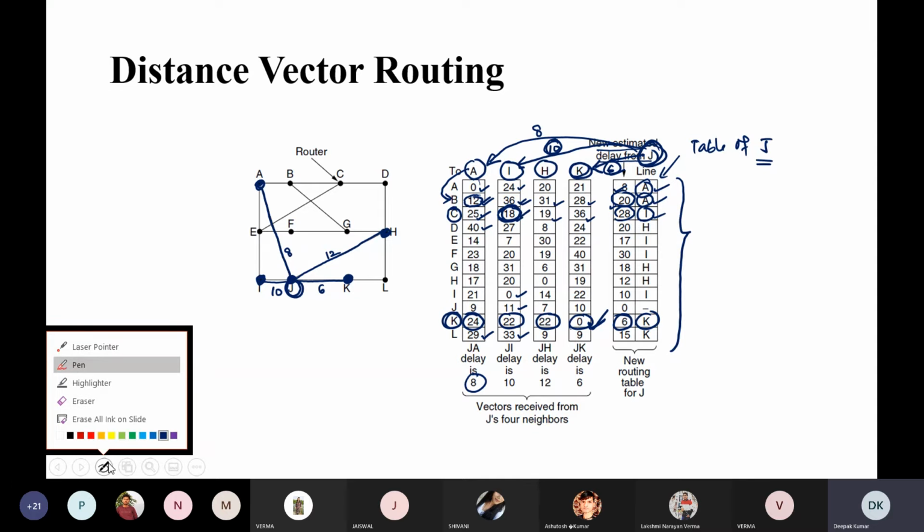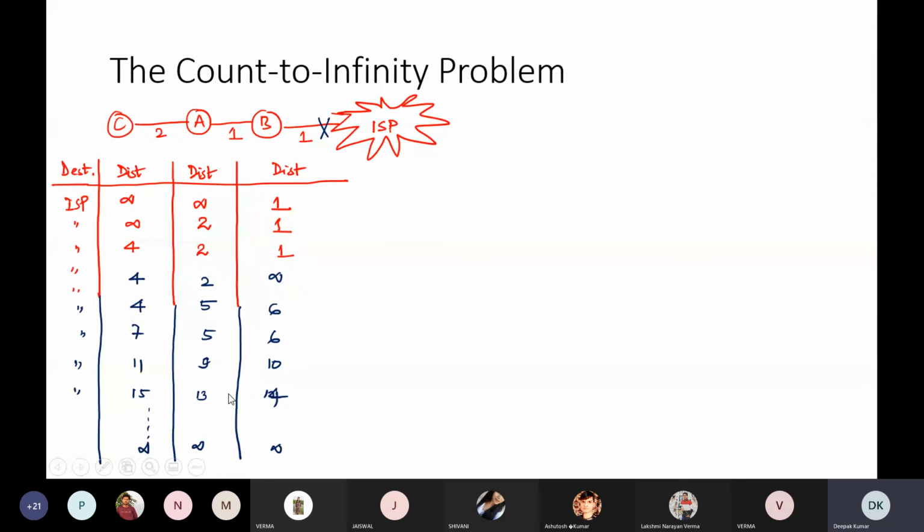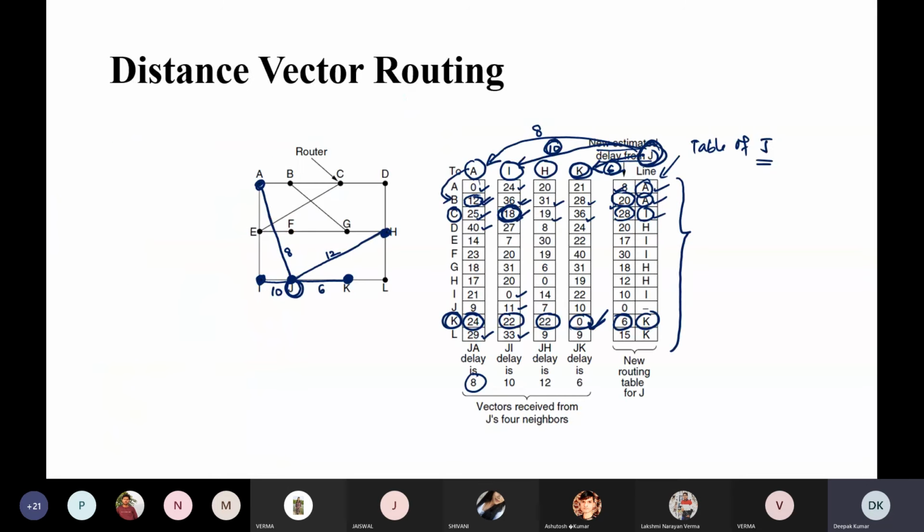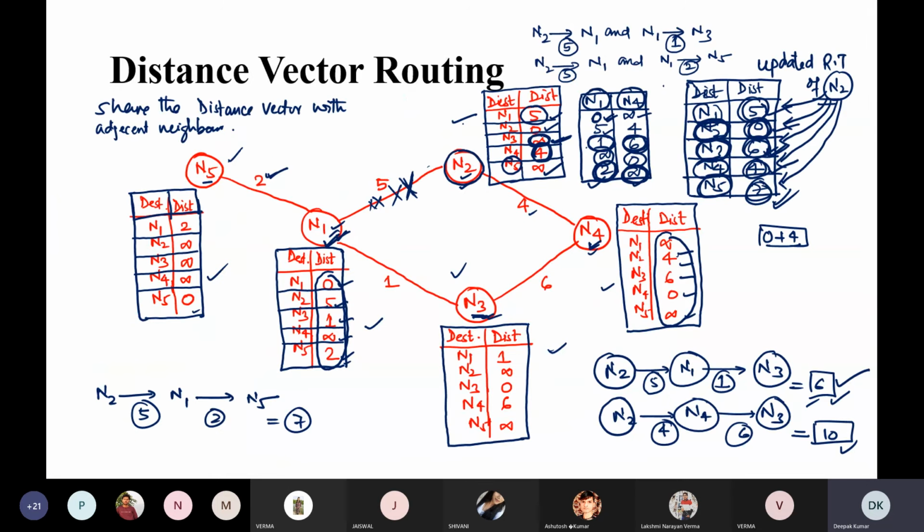Now I think you can understand all these things. So these are the routing algorithms, how this routing algorithm works based on the distance vector.